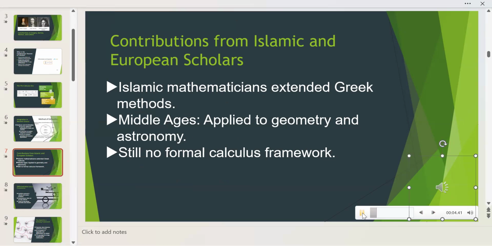Islamic and European scholars' contributions were an extension of the Greek method, applied to geometry and astronomy, but there was still no formal framework for calculus.